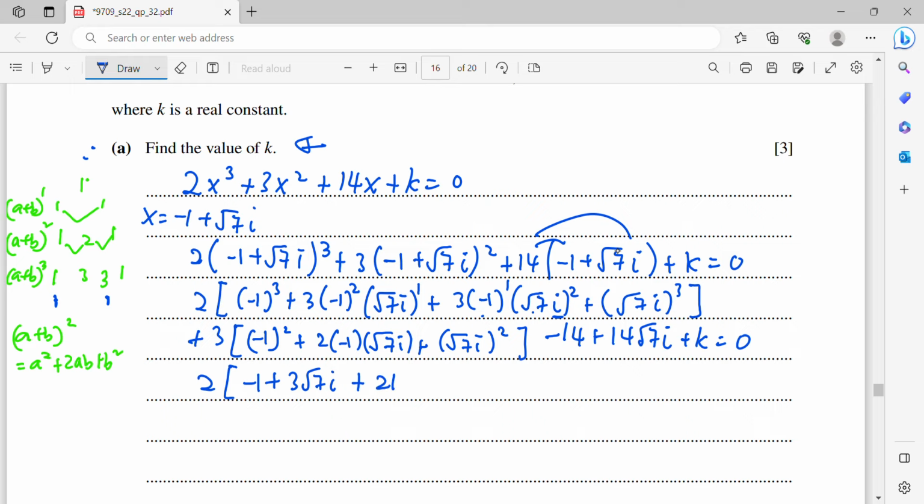And then lastly, cube of square root 7i cube. Okay, i cube is i squared times i. So i squared is minus 1. So therefore, this is minus i. So I will get minus 7 root 7i.